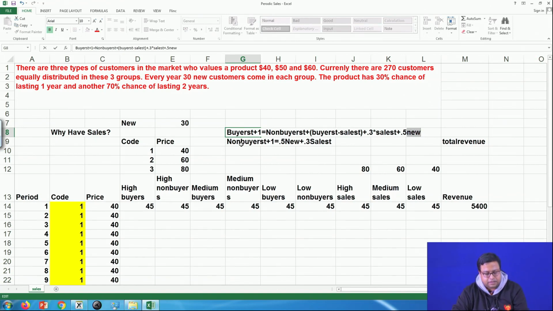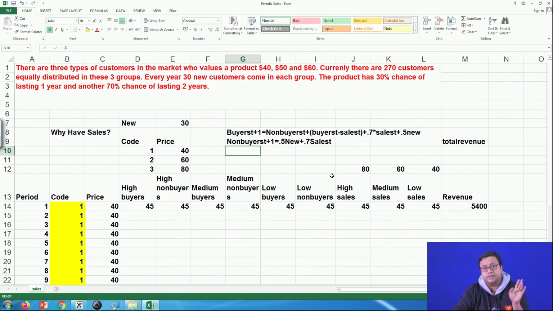And how many will be non-buyers? The non-buyers will be 0.5 into new, and then 70% of the guys who had bought, because this particular product has a 30% chance of lasting for 1 year and a 70% chance of lasting for 2 years. So this is the function that I got.